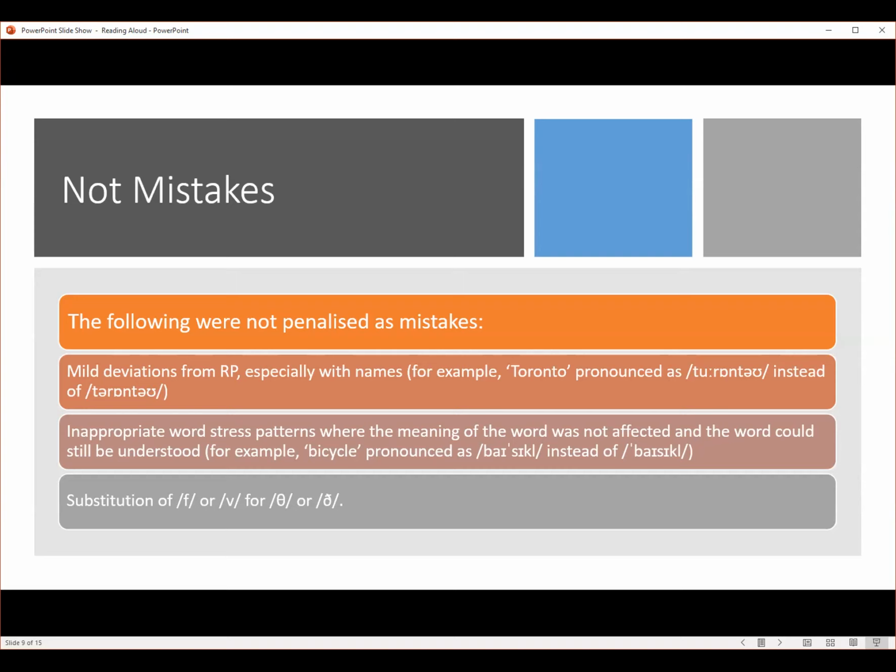And I couldn't think of any cases where the substitution would impede communication. If you can think of such an example, please write it in the chat. I'd love to see it. And if I'm wrong, of course, I'd hold my hands up and say I was wrong. So now we know what were mistakes in my book and what were not.